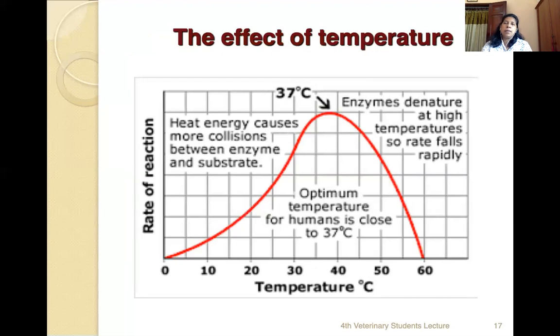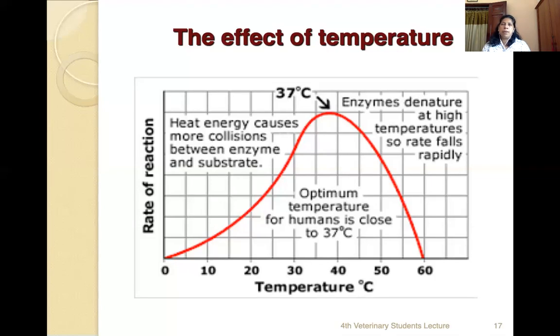Now here you can see the other one, the effect of temperature. We have learned about what happens with pH and substrate concentration. Now we are going to learn about what happens to the enzyme because of temperature changes. When we look at temperature versus rate of reaction, you can see that the optimum temperature for humans is close to 37 degrees. Heat energy causes more collisions between enzymes and substrates. Enzymes denature at high temperatures, so the rate falls rapidly.